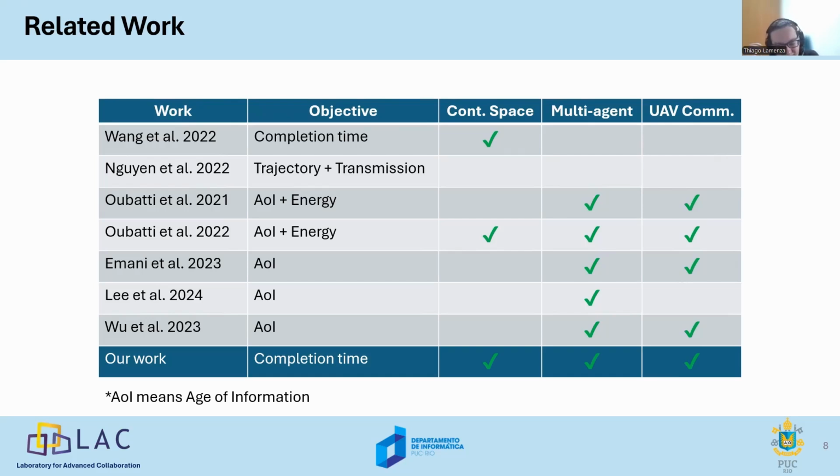Some authors also do not study multi-agent solutions. They mostly study a single UAV performing the collection, whereas we are focused on a multi-UAV solution, sorry, a multi-agent solution where several UAVs are collaborating. And some authors also do not consider the existence of UAV communications, but we think it's important for communication to exist between our agents, because we think this will improve performance. It is intuitive to believe that communication enhances collaboration.